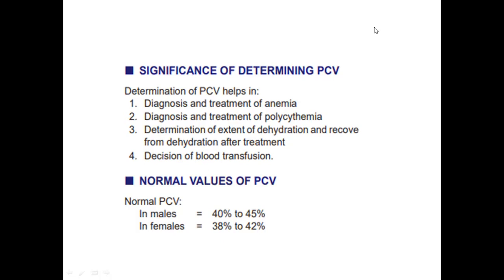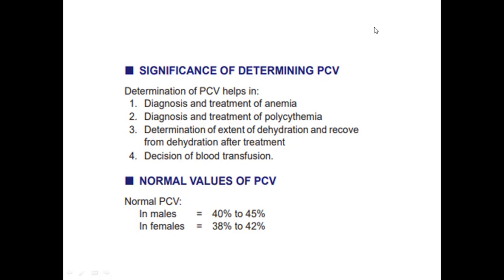Again, the packed cell volume would also help you determine the extent of dehydration and recovery from dehydration after treatment, because the packed cell volume is affected also by the amount of water in your body. Remember that we said that blood plasma is made up of 91.5% water, right? So it means that when you are dehydrated, something will happen to your plasma volume. It will decrease. And when your plasma volume decreases, it will appear as if your blood cells are increased, because normally we have both plasma and cellular elements.